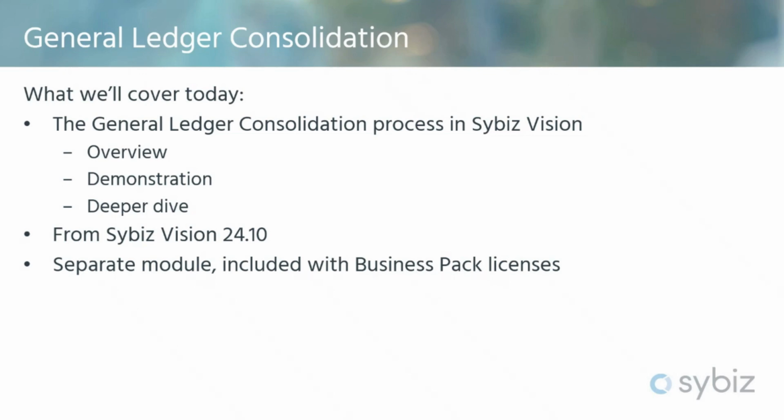Now, this is a new module that has been released in version 24.10, which is now live, so it is available to Sybiz customers. And I guess it's fairly timely, particularly for our Australian customers coming up to end of financial year. This is the time where you will be looking to do that consolidated reporting. And as I mentioned, it is a separate module, but it is included with the business pack licenses. So something to talk to your business partners about if you'd like some more information along those lines.